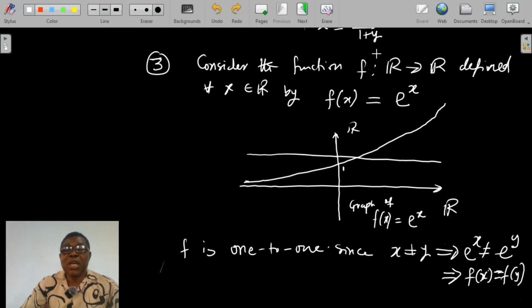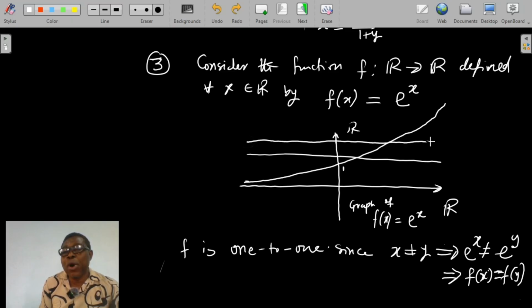one of the examples we gave was example 3, where we considered a function f from R to R, defined for all x in R by f of x equals e raised to power x, the exponential function. We tried to sketch the graph of the function f, and we realized that each horizontal line cuts the graph at most 1 point.